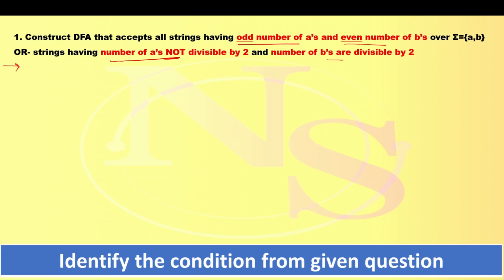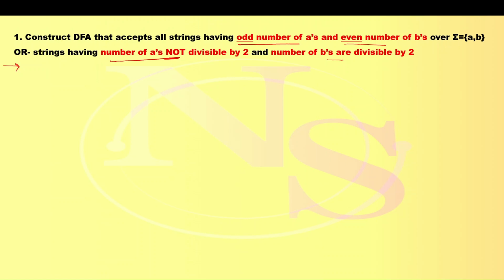Here we are expecting the strings where the number of A's should be odd. Odd number means what? A number which is not divisible by 2. Hence odd number of A's and number of A's not divisible by 2 are the same. Similarly, even number of B's means the number of B's should be divisible by 2. So the meaning of both statements is the same. Hence the solution to this question will be the same.